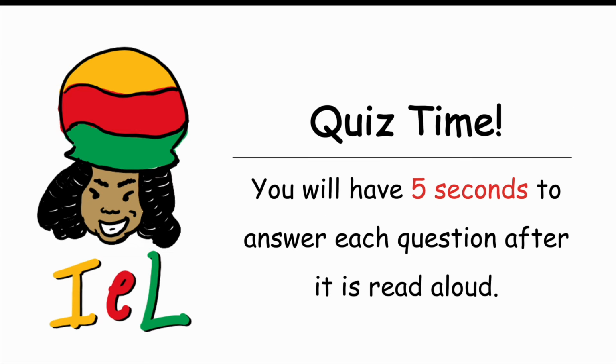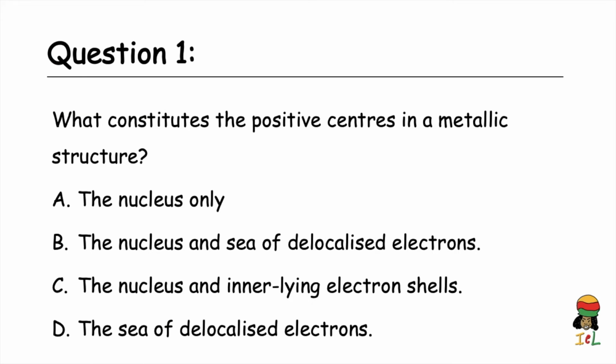It's quiz time. You have 5 seconds to answer each question after it is read aloud. Question 1. What constitutes the positive centers in a metallic structure? A. The nucleus only. B. The nucleus and sea of delocalized electrons. C. The nucleus and inner lying electron shells. D. The sea of delocalized electrons.